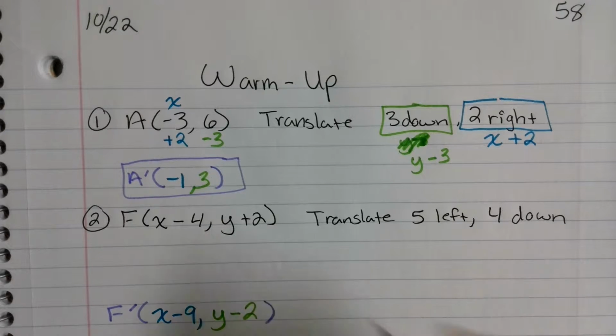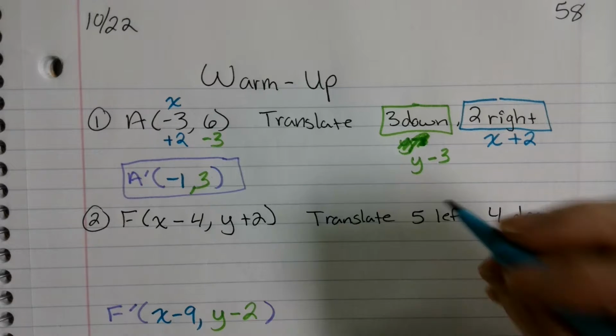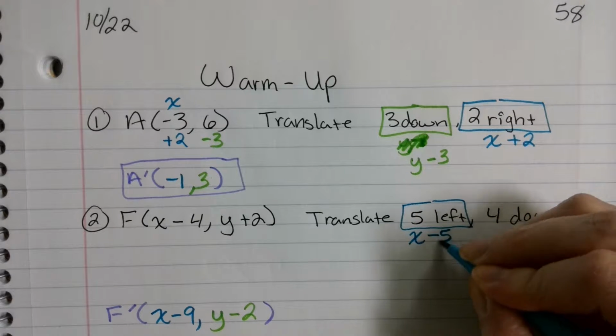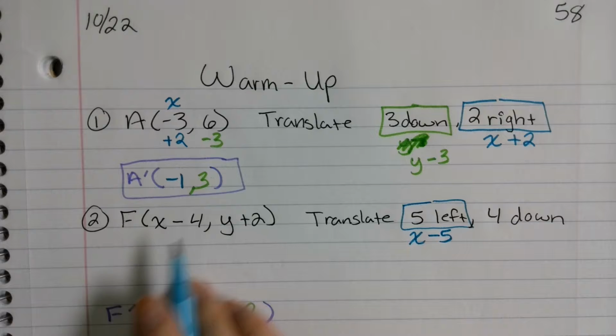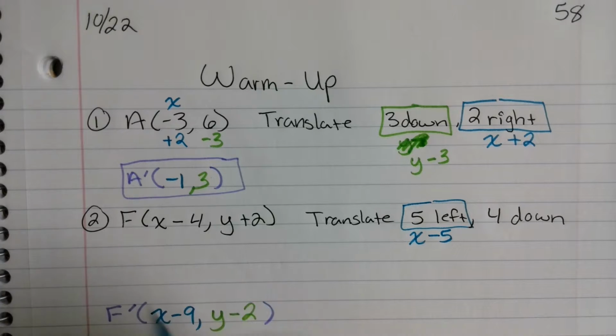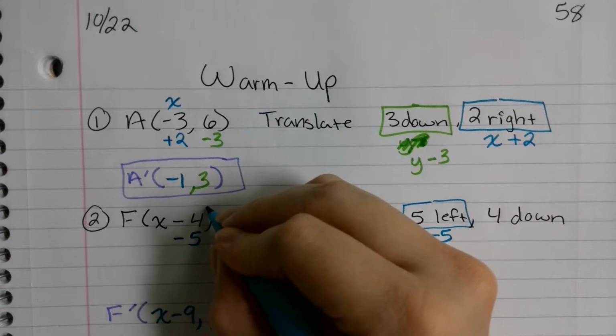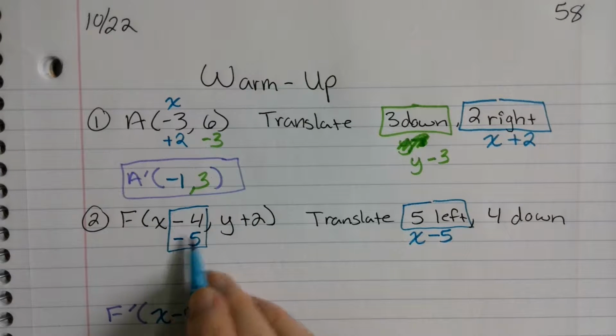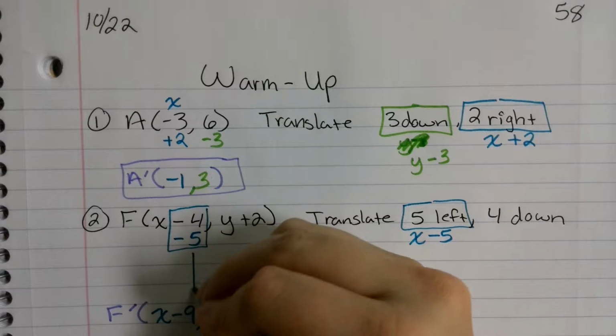y -2. Okay, so translating 5 units to the left means we're taking the x value and subtracting 5. Well, our x value happens to be -4. So then we're just subtracting 5. We're really focusing on just doing this portion here. It's like -4 minus 5, which gives us that -9.